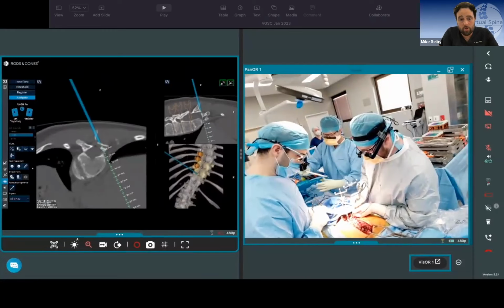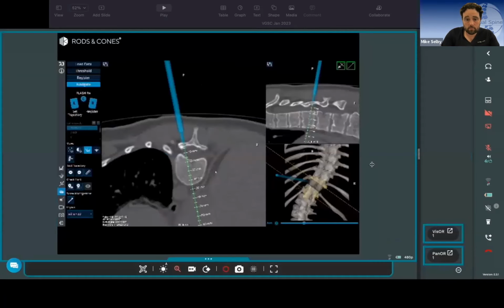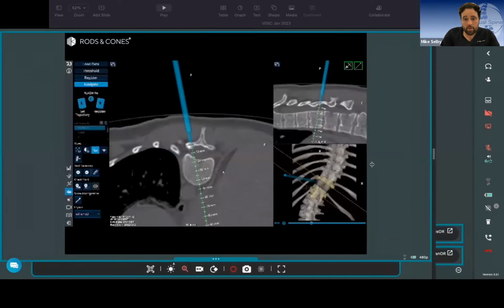So this is just a brief demonstration of using the navigator burr across the facets for a Ponte. In this particular patient, I did about 6 or 7 and got through them within 30 minutes. Ponte osteotomies slow you down, they increase your blood loss. So anything you can do to speed up that process helps with your surgery.